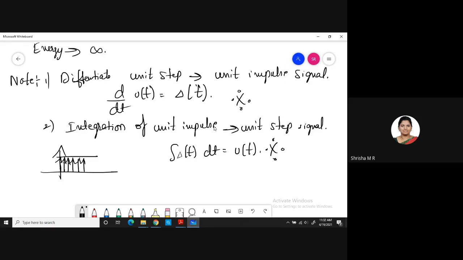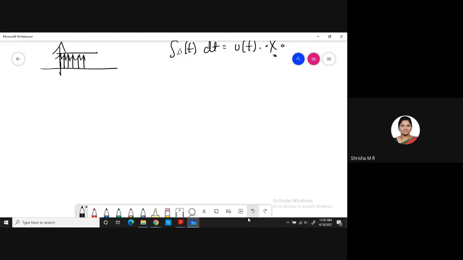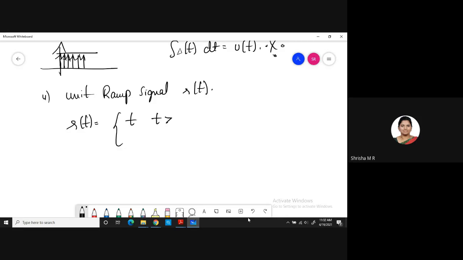What is a ramp signal? The unit ramp signal, we represent it as r of t. Better you can take it as the ramp signal. So the ramp signal is given as r of t. It is t for t greater than or equal to 0, and it is 0 for t less than 0.